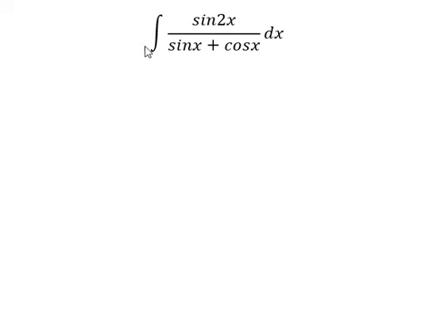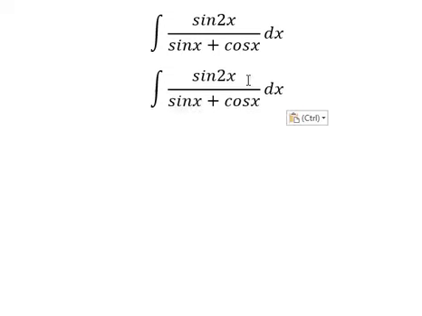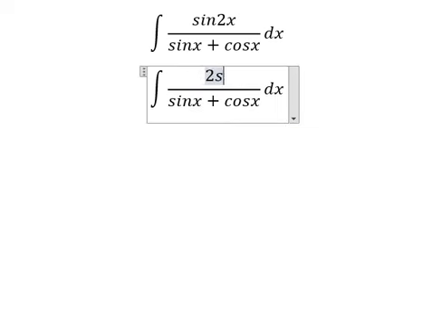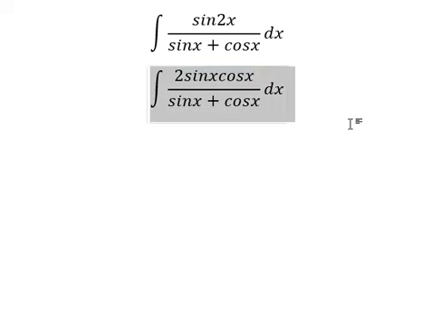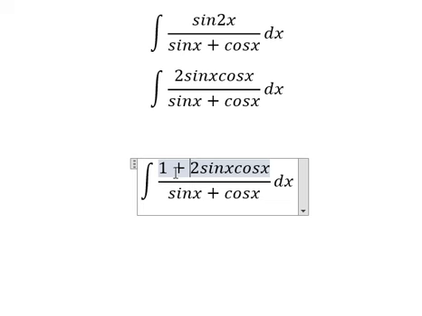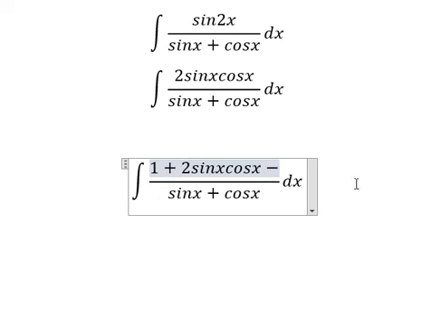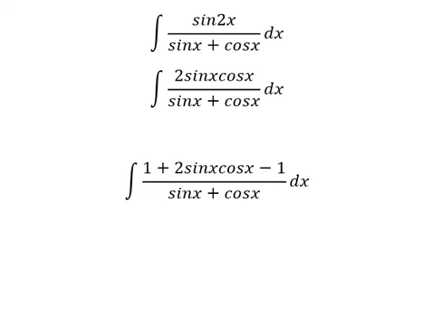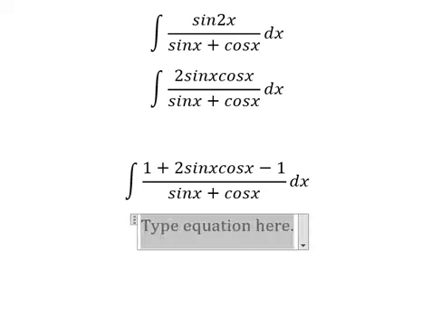So today I will show you how to answer this one. We know that sin 2x is 2 sin x cos x. Next, I need to add 1. Later, we need to subtract 1. So we have the formula in here.